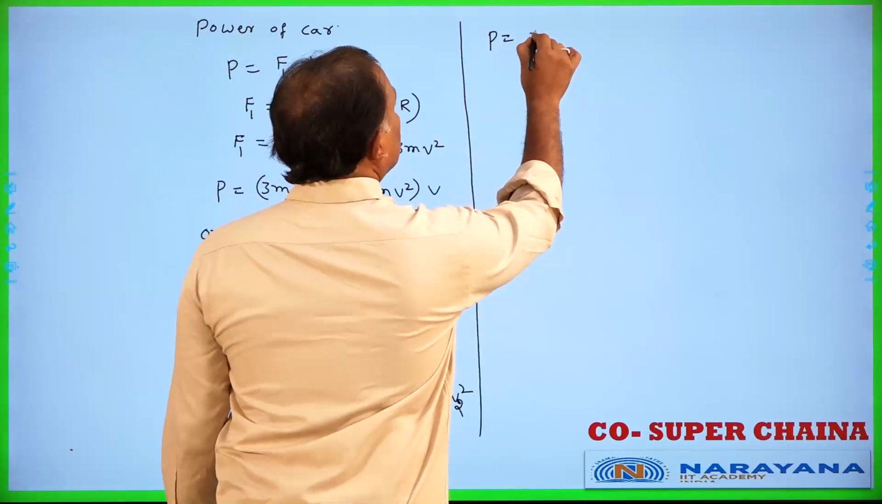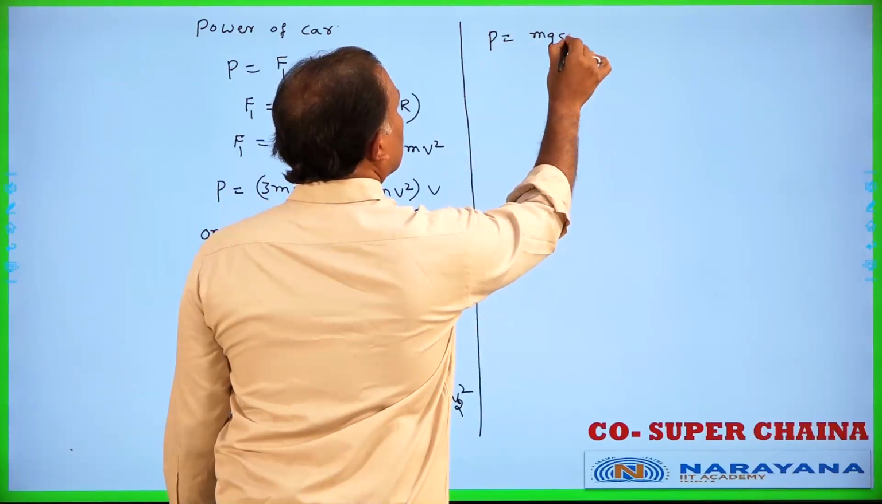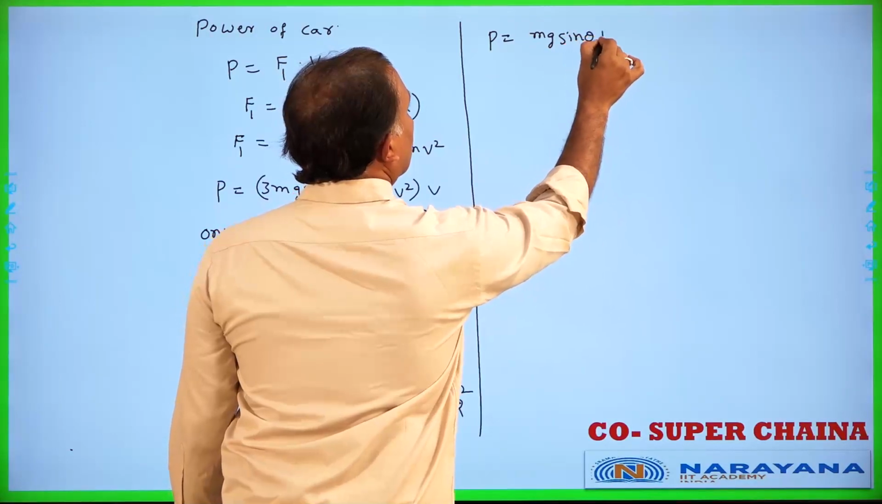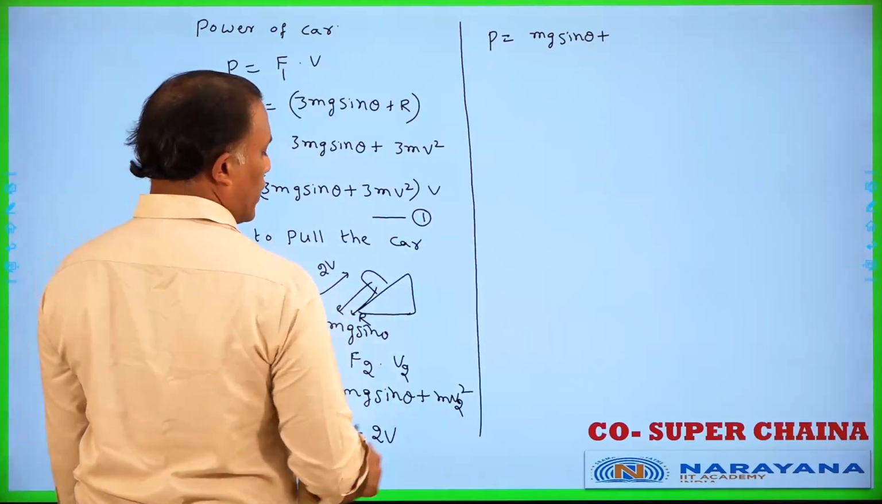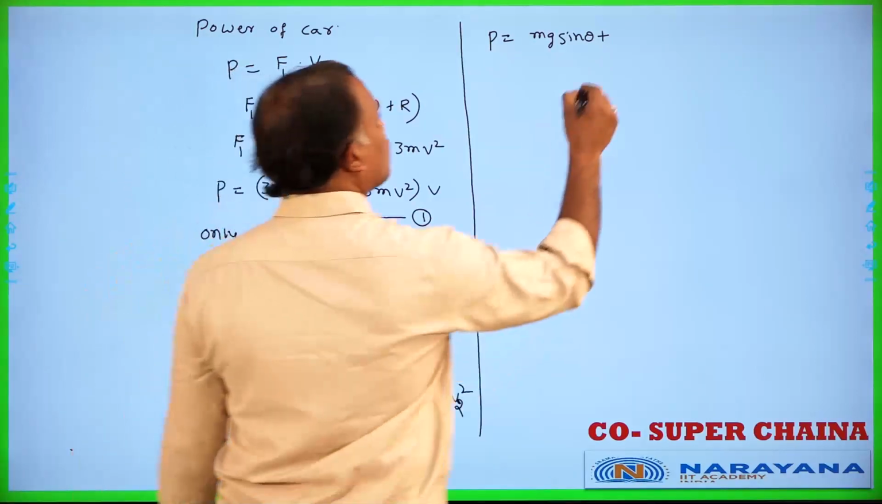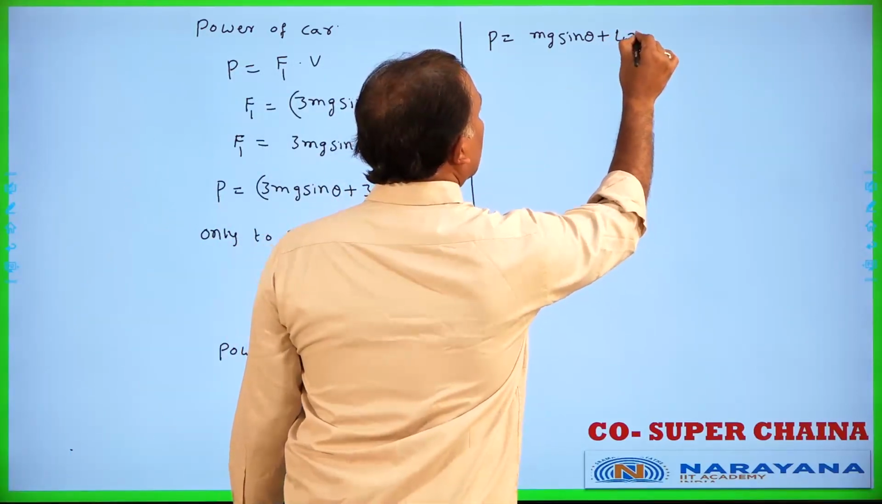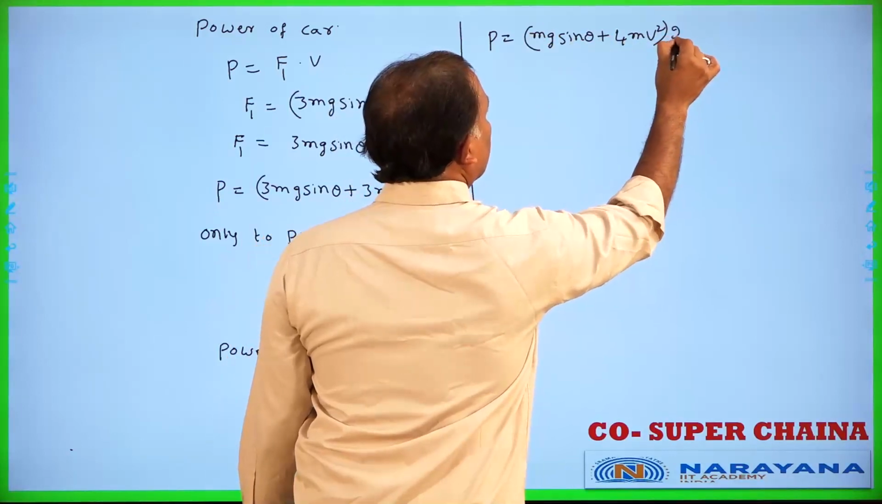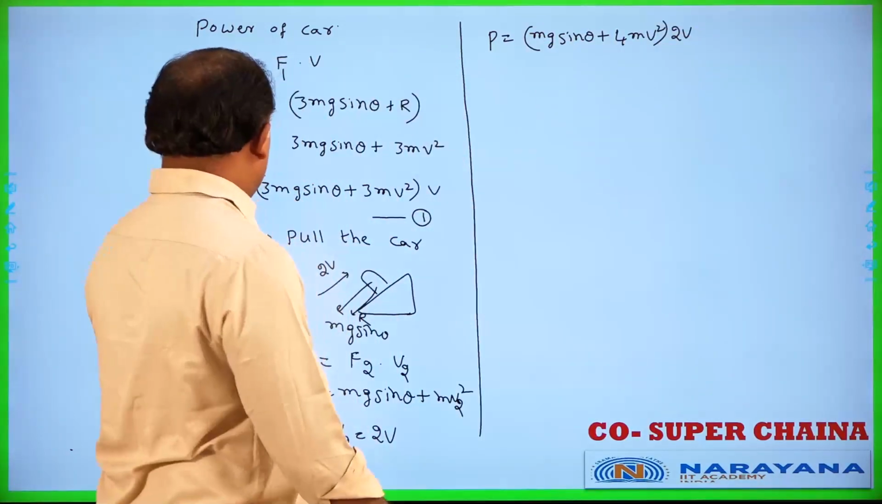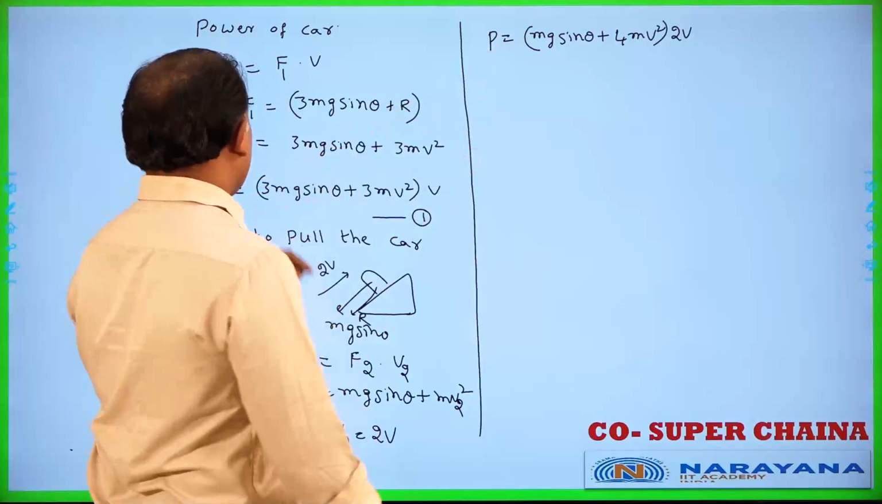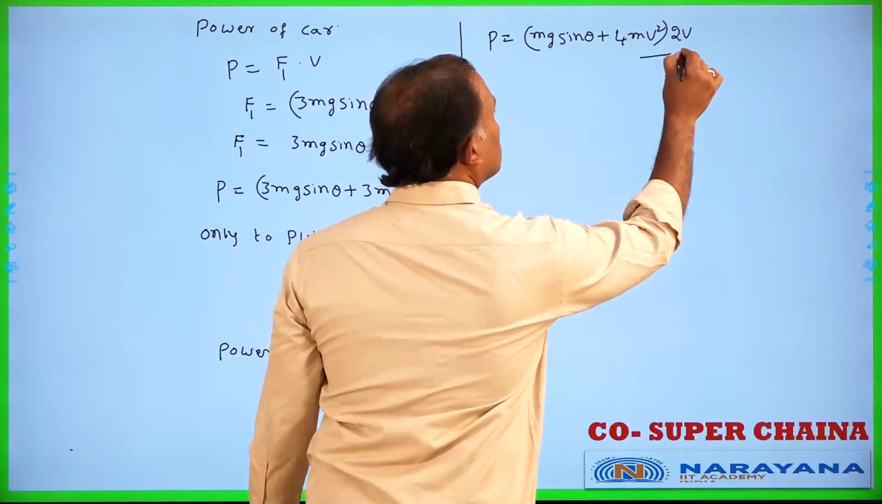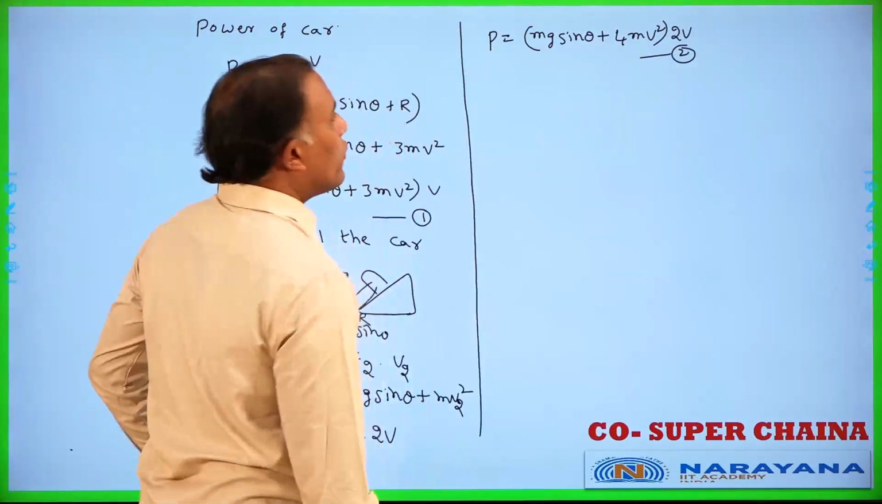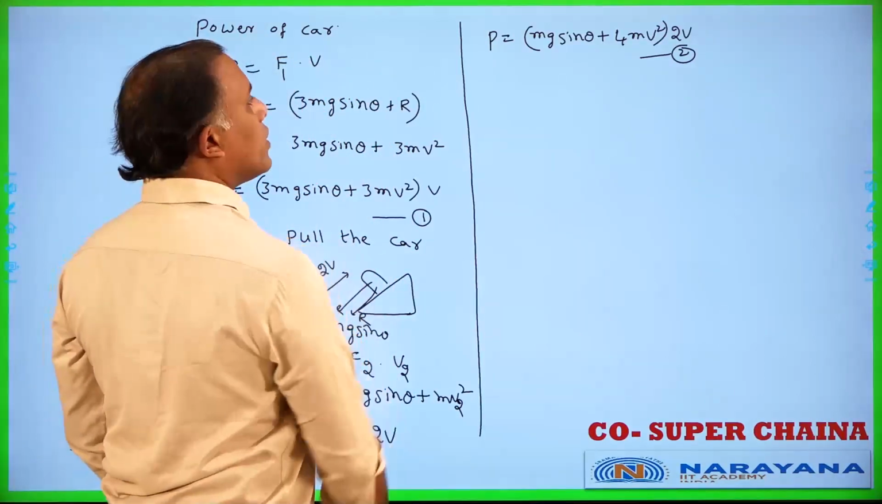So now mg sine theta plus mV2 square, nothing but V2 is equal to 2v, 2v whole square means 4. So 4mv square into 2v. That is the power. So now this is power and this is also power. Equation 1 and 2, both are the power of the car only.